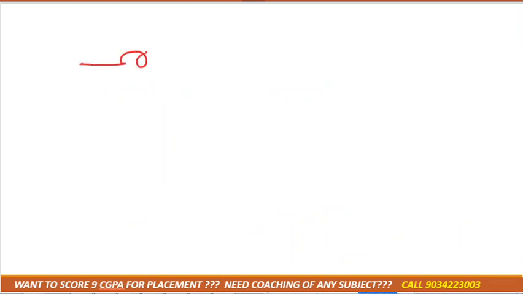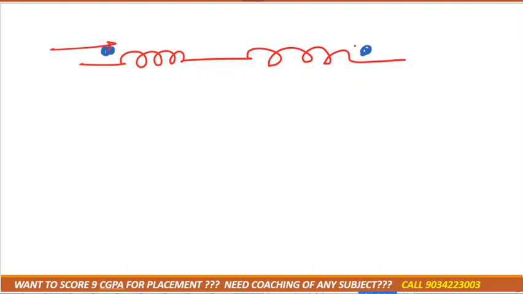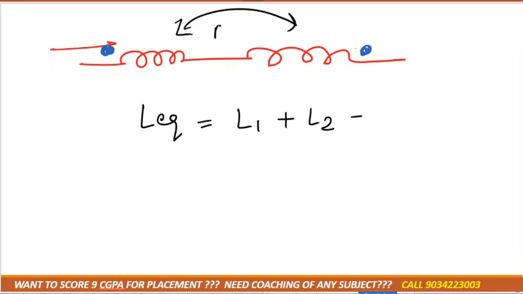Now there is another case where one of the currents is entering and one of the currents is leaving, right? Because here it is entering and here it is leaving, correct? In that case, L equivalent would be L1 plus L2 minus, and the mutual inductance between them is, suppose, M, so the formula would be minus 2M.